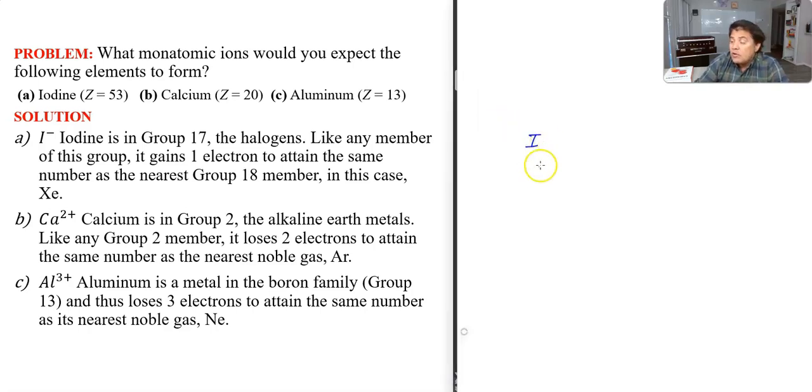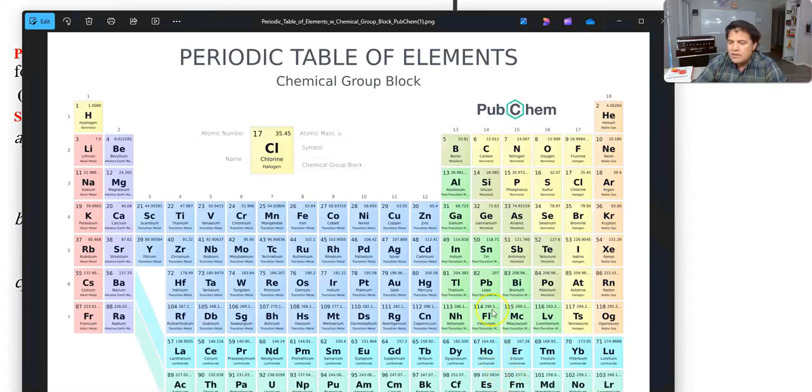Iodine. What could be the monoatomic ion? I minus, or I2 minus, or I3 minus, or I plus? What could be the monoatomic ion of iodine? Okay, so let's go back to the periodic table. Iodine's atomic number is 53. Now let's go to the closer ones. Okay, close elements.